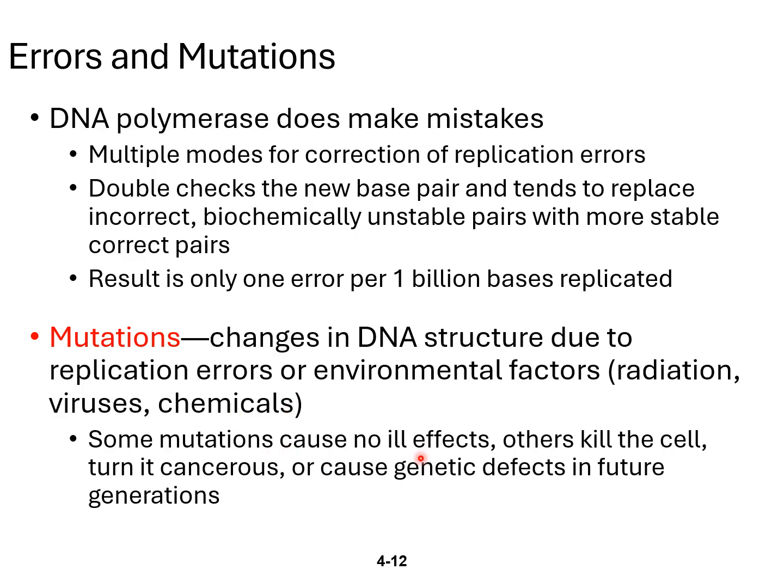And then some mutations, no effect. Others kill the cell. If it kills the cell immediately, that's actually good, because then it can't pass on that bad code to the next cell. And that brings us to cancerous. The cancerous cells start bringing on these mutations to multiple cells where they grow out of control. And some can also cause genetic defects in future generations. So errors and mutations, it sounds like we have it under control, but over time, eventually your DNA replication and the DNA synthesis starts to break down too.